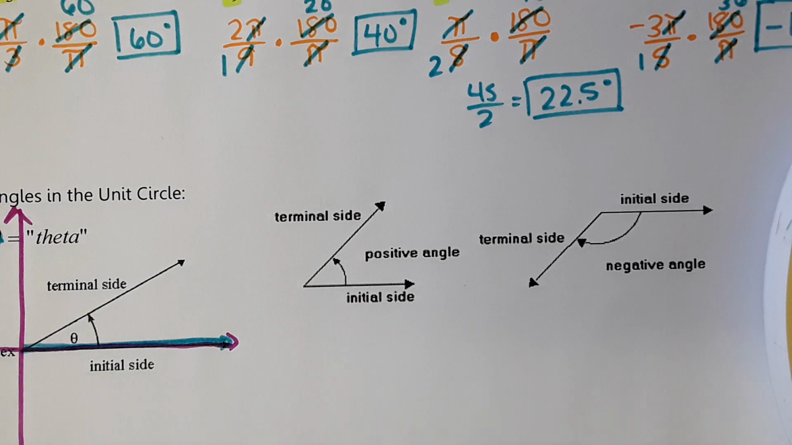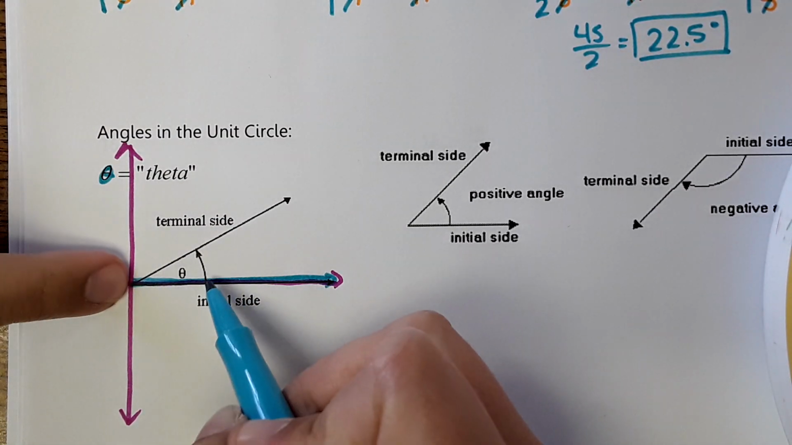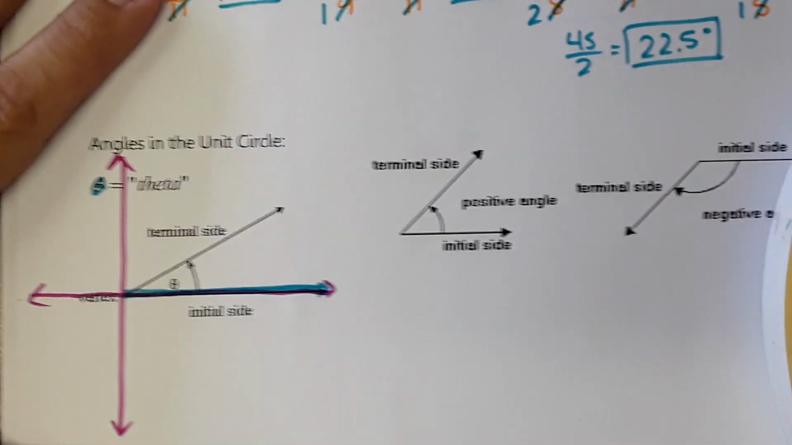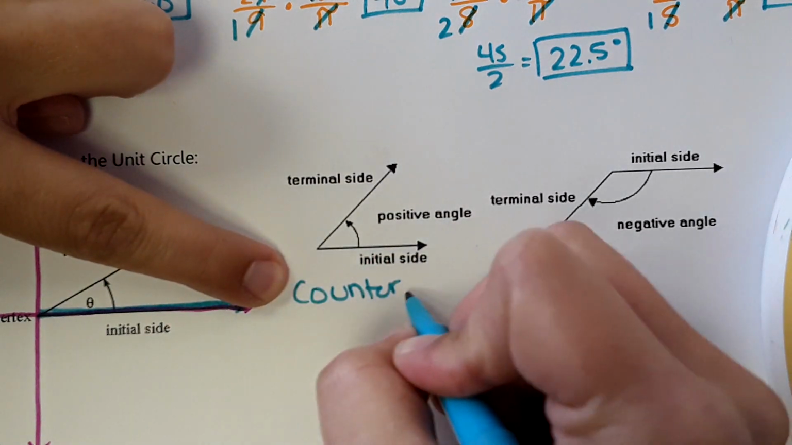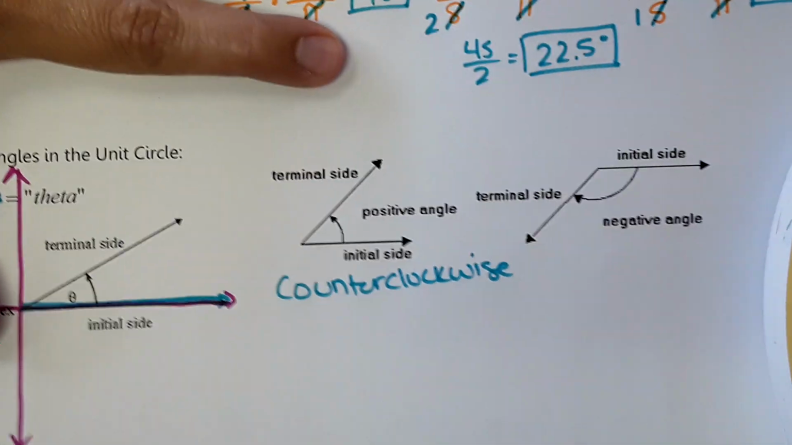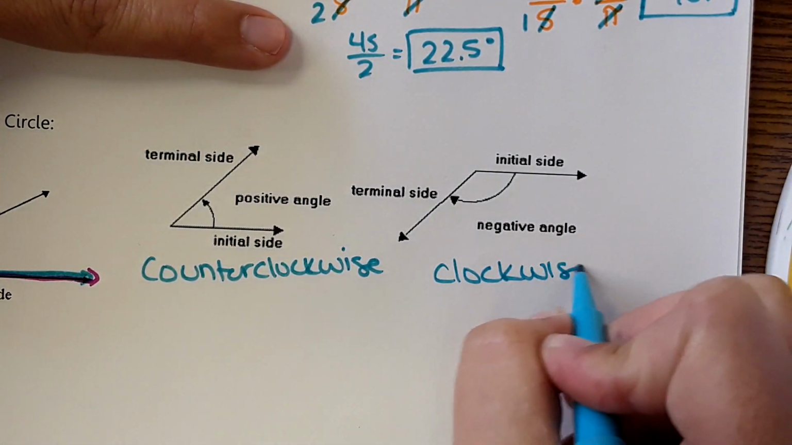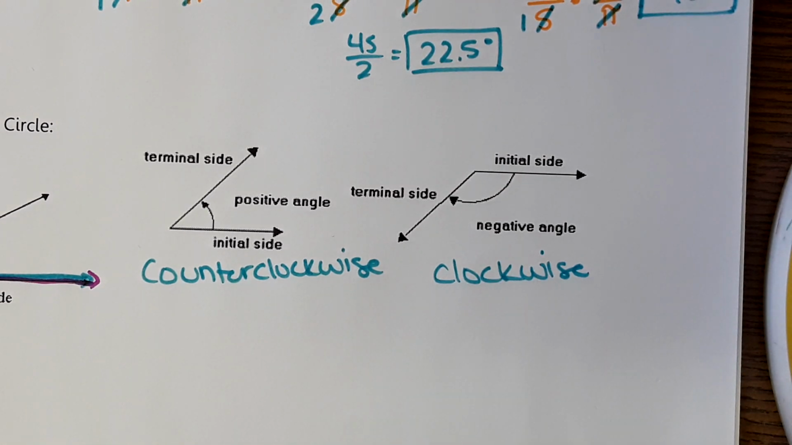Okay, so we're going to be looking at a coordinate plane. The initial side will be on the x-axis right here, and then we're just drawing our angle. Now, you've seen positive and negative angles. A positive angle goes this way. It's going to be counterclockwise. And then a negative angle will go clockwise. You may remember that from when you did transformations in geometry. Counterclockwise was positive, and then clockwise was negative.